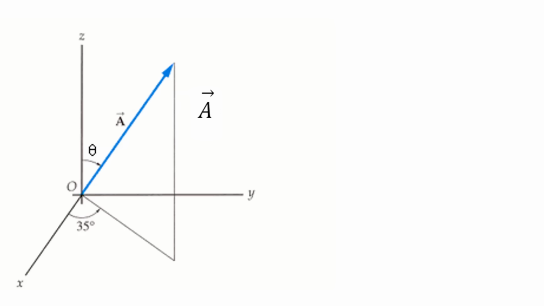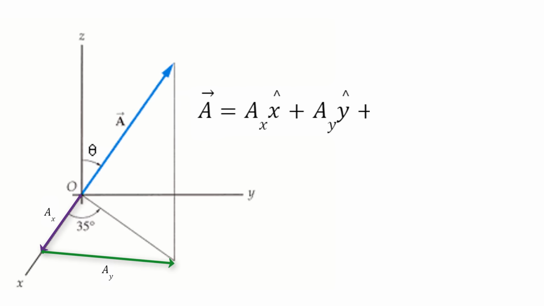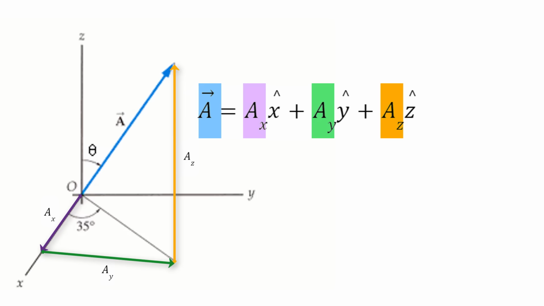As vectors have magnitude and a direction, you can represent them by a single arrow pointing in some direction, where the size of the vector is represented by the size of the arrow. Or you could represent it by how much it points in the x, y, and z direction like this. Vector A is ax in the x direction plus ay in the y direction plus az in the z direction.